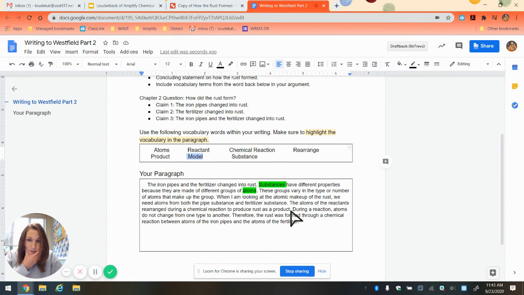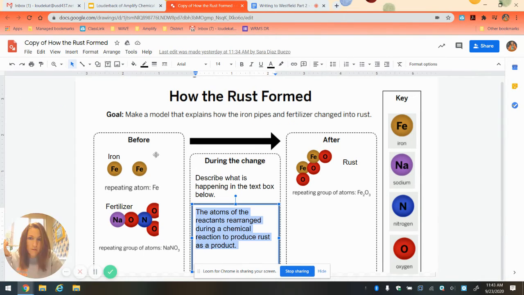So where would be the best place to put model? Maybe this atoms, because we can't see atoms. And then these groups vary when I look at the atomic makeup. So atomic makeup, that's another good way to include model because you can't see the atoms with your own eyes. That's why we have this model here to view the atoms. Okay, so we can't see them with our own eyes. So we use the model here to understand how the atoms rearranged.